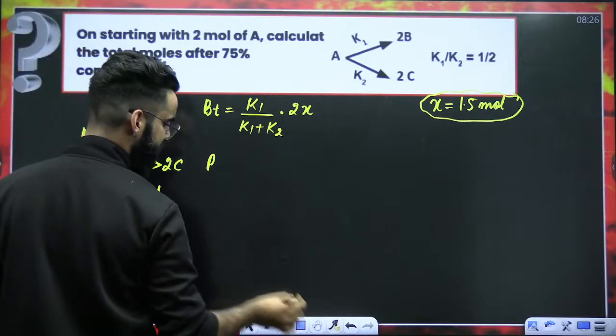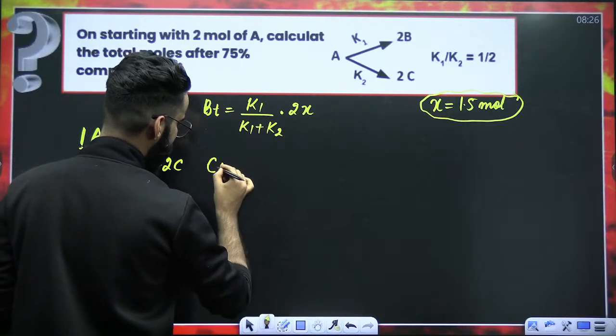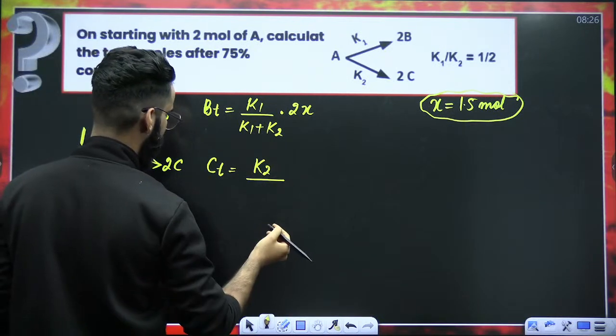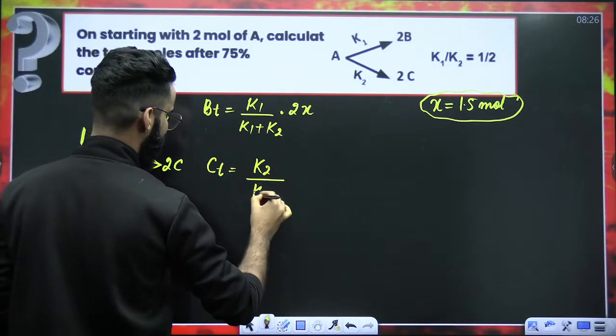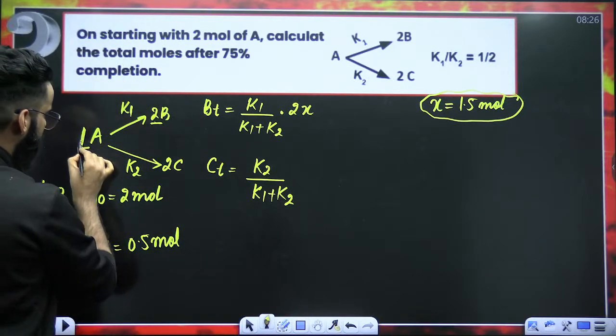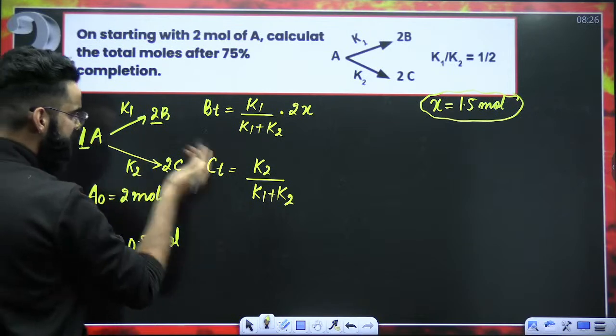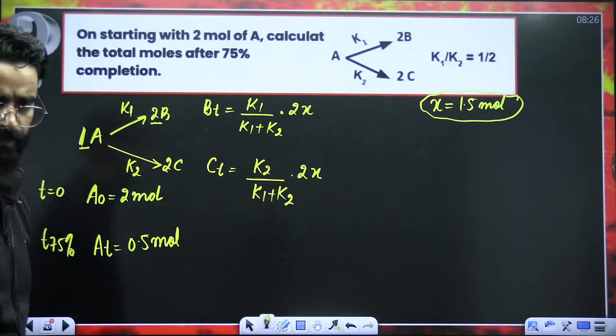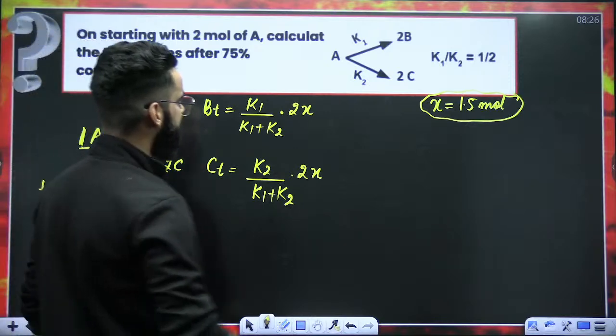Similarly, moles of C at time t. Moles of C at time t is going to be equal to, start with K2, so it's K2 divided by K1 plus K2. Now, 1 mole gives 2 moles, so from x moles, you are going to get 2x. Perfect. Right, people? Now put the values and get the answer.